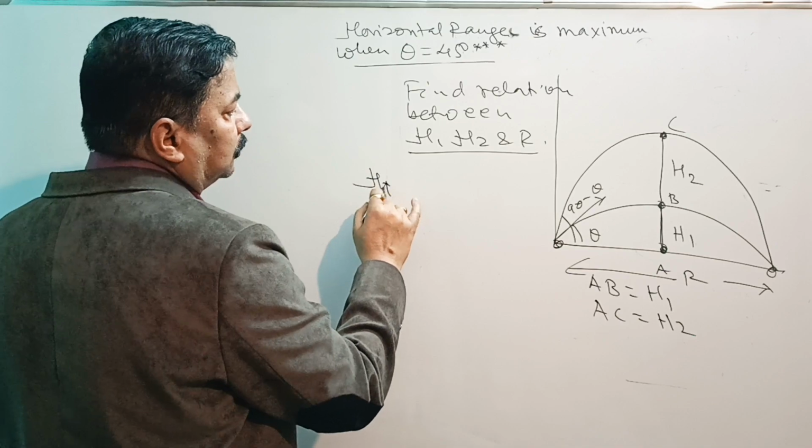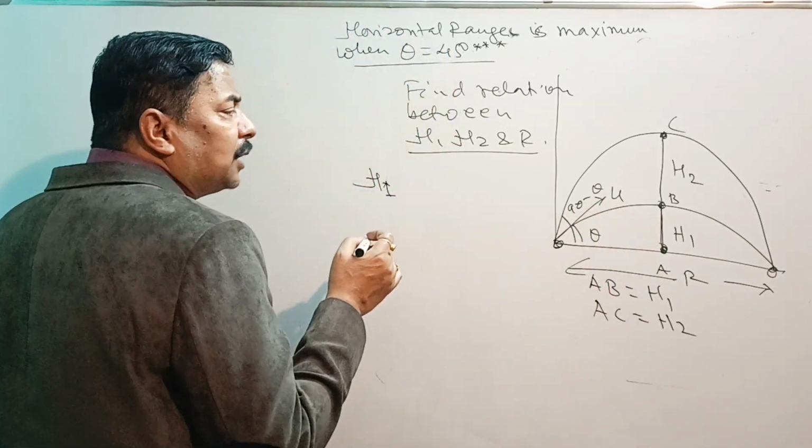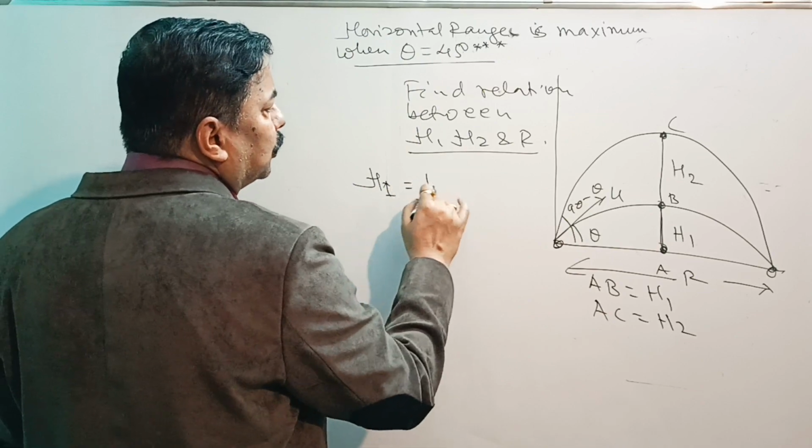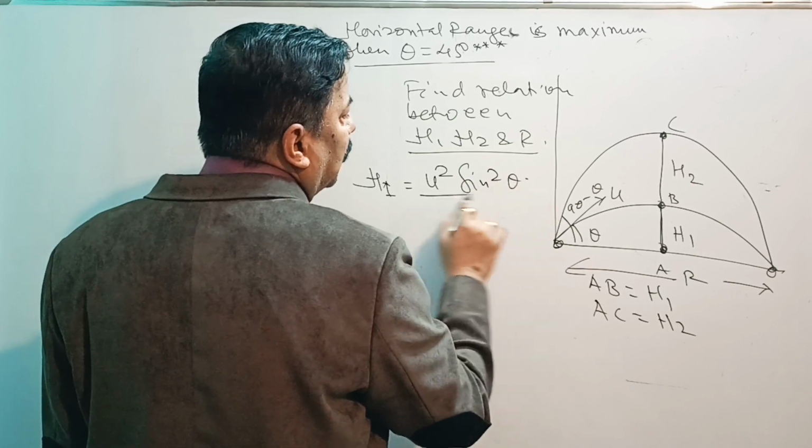See, h1, velocity of projection is your u at an angle theta. h1 is equal to u square sine square theta by 2g.